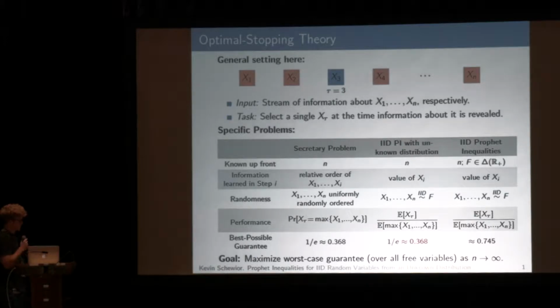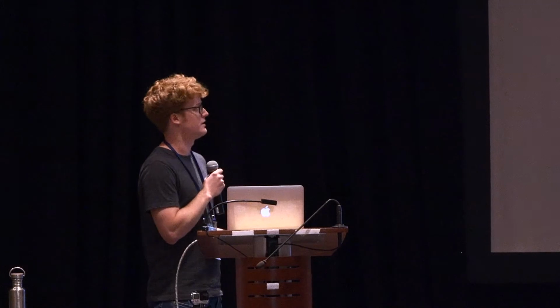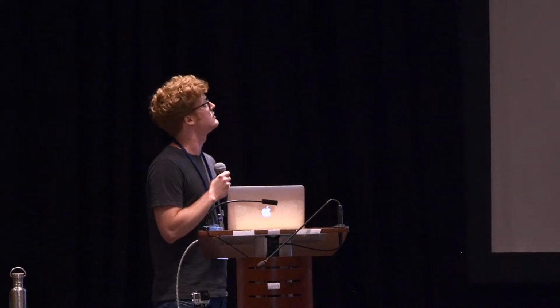So the best possible guarantee is the same as in the secretary problem, which is a bit surprising, because for the prophet inequality performance guarantee, one can also extract value from the second maximum, not just from the first maximum, right? All right, so I first want to talk about how we obtain that result.